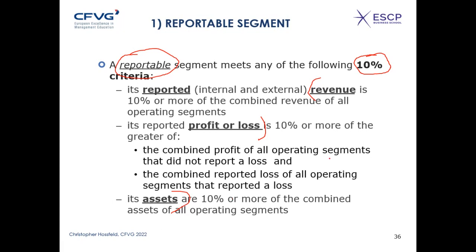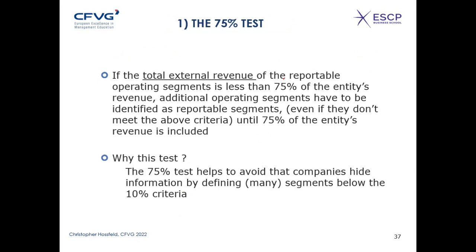Now, a company could try to avoid the rule and cut the activity into many, many small segments so that none is above 10%. And then the company would say, oh, I'm sorry, I don't have any important segments, so I'm not giving you any segment information at all. There's a second rule. It's the 75% rule.